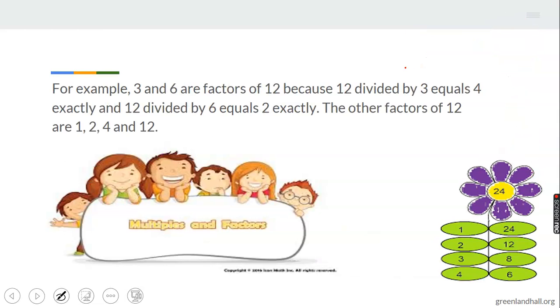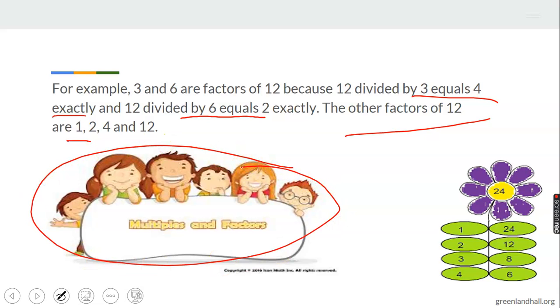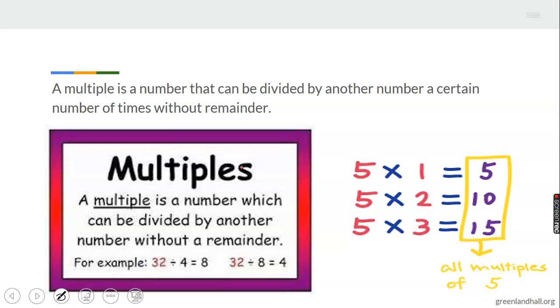For example, according to my slide, 3 and 6 are factors of 12. Do we know that? Because 12 divided by 3 will give us 4 exactly without a remainder. And also 12 divided by 6 is going to give us 2 exactly. The other factors of 12 are 1, 2, 4, and we can include 3 and 6. These are the factors of 12. Is that clear, people? I am very sure you'll be excited now, because it's getting clearer. So we'll move to multiples.